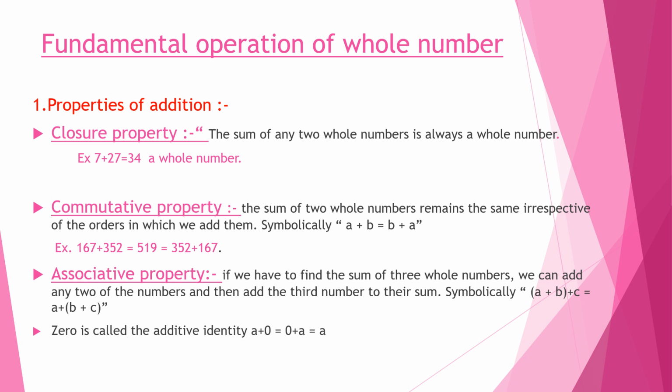0 is called the additive identity, which means if 0 is added to any number, the answer remains the same. It is written in the form of symbols like a plus 0 is equal to 0 plus a is equal to a. We can understand it like this: 2 plus 0 is 2 only. So 0 is called the additive identity.